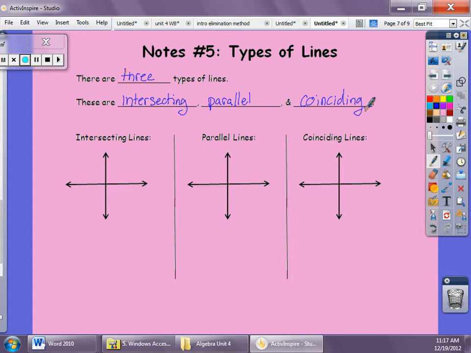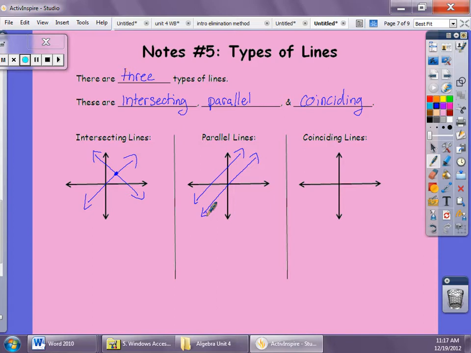Now, intersecting lines, that's what we've dealt with so far. These are just lines that intersect, and intersects means that they cross at a specific point. It doesn't matter what that point is, they cross each other. Now, we all know that parallel lines never intersect. So they never touch. They run parallel to each other, so there's no solution there.